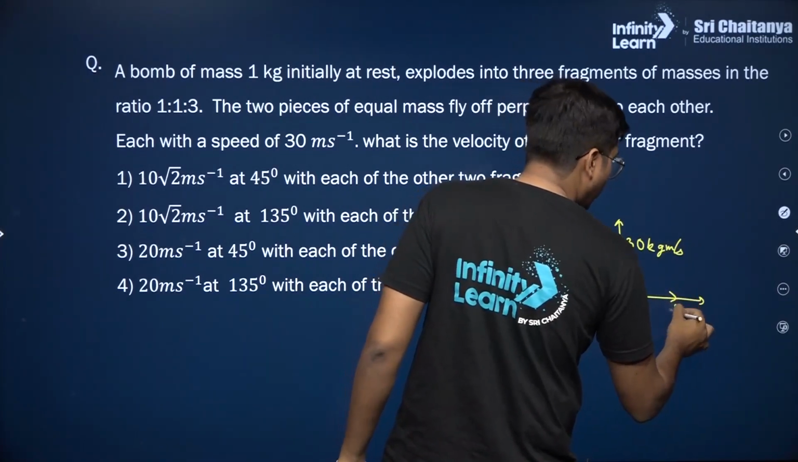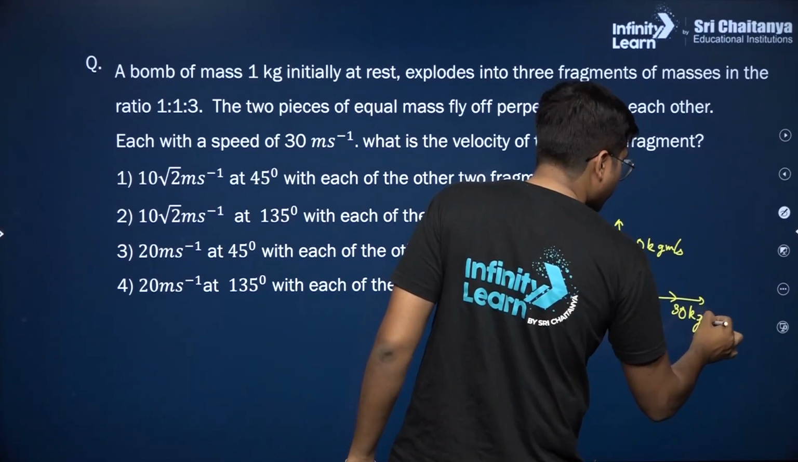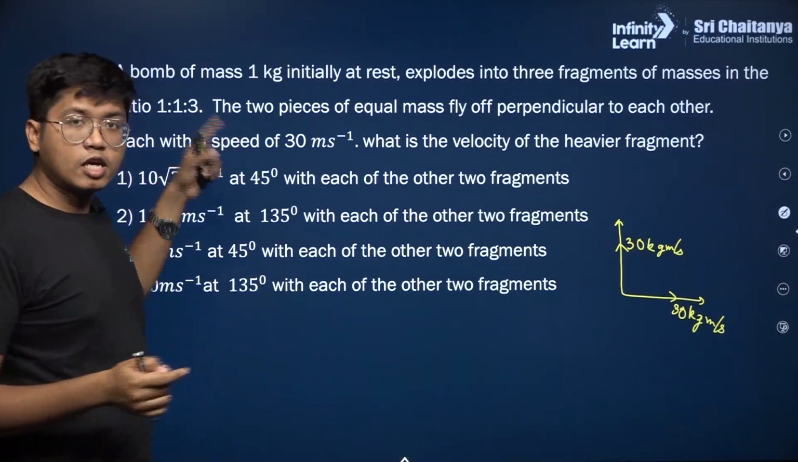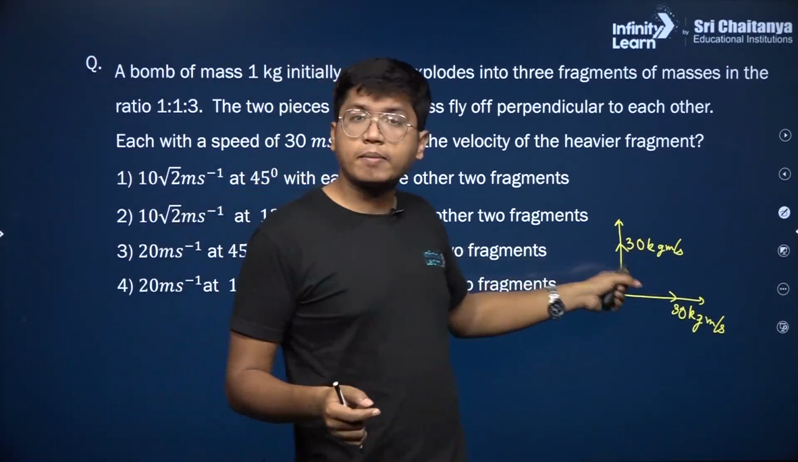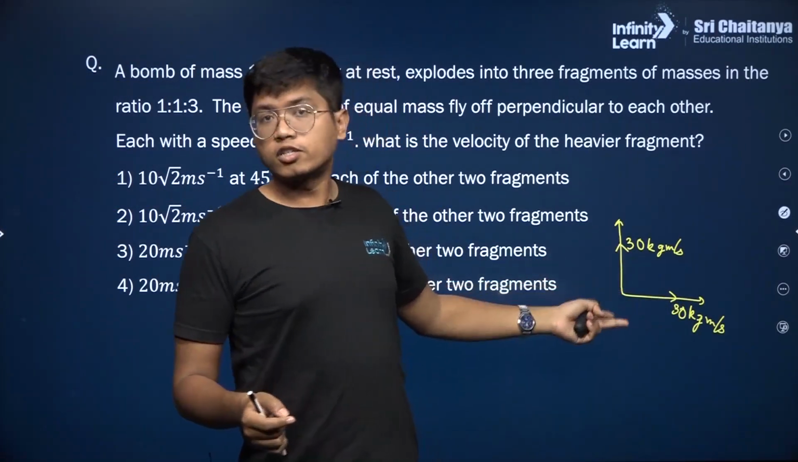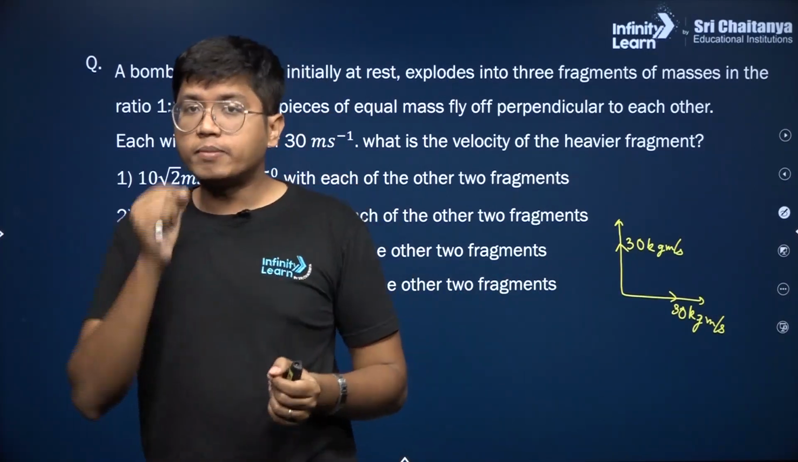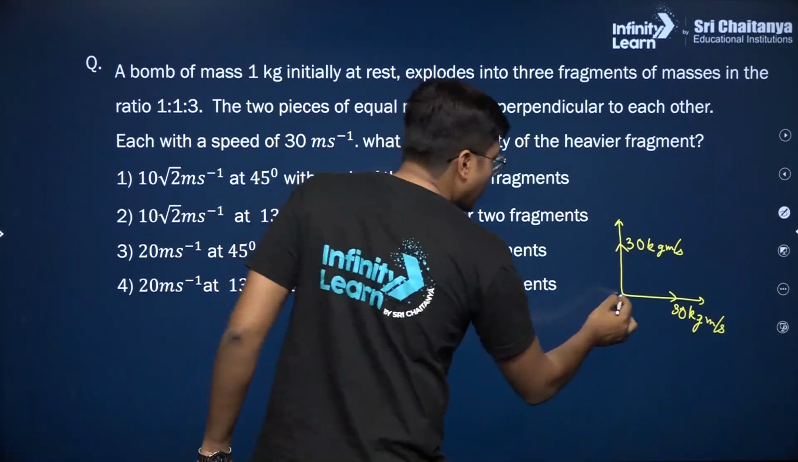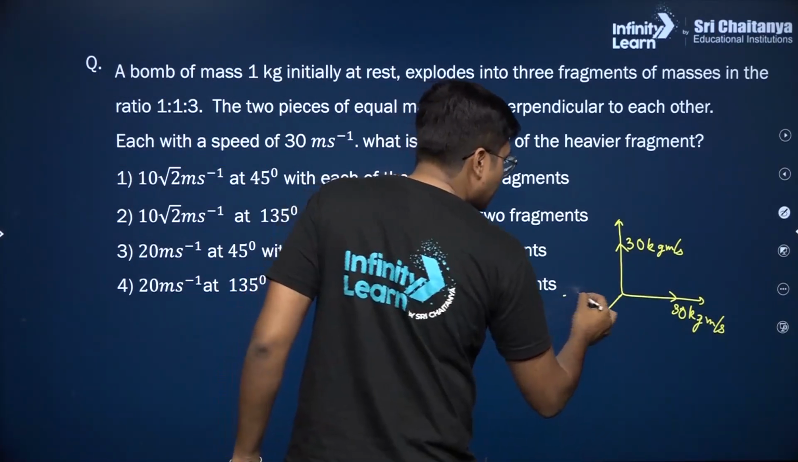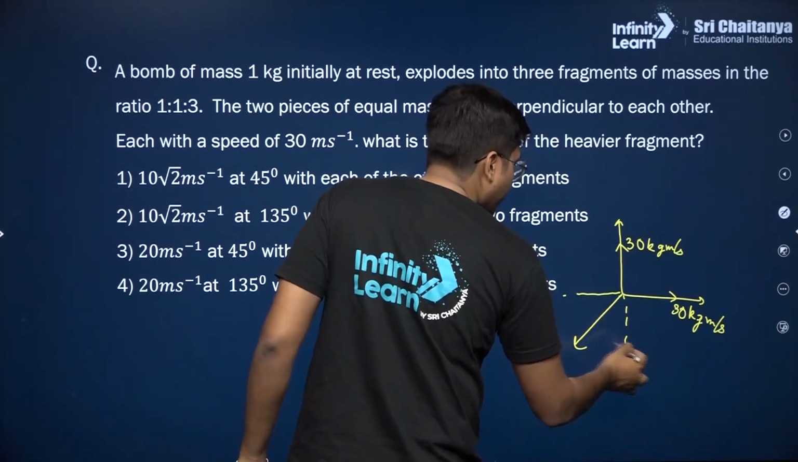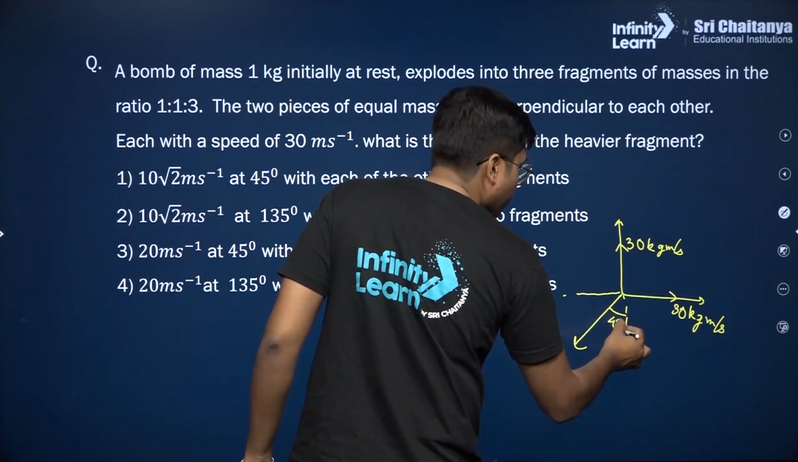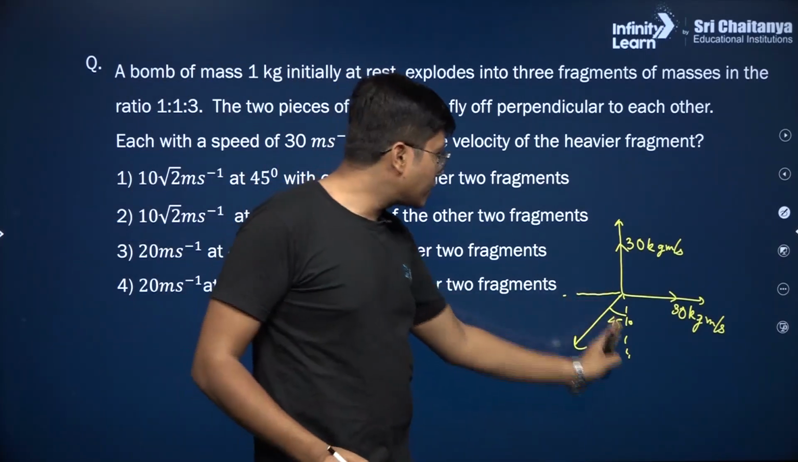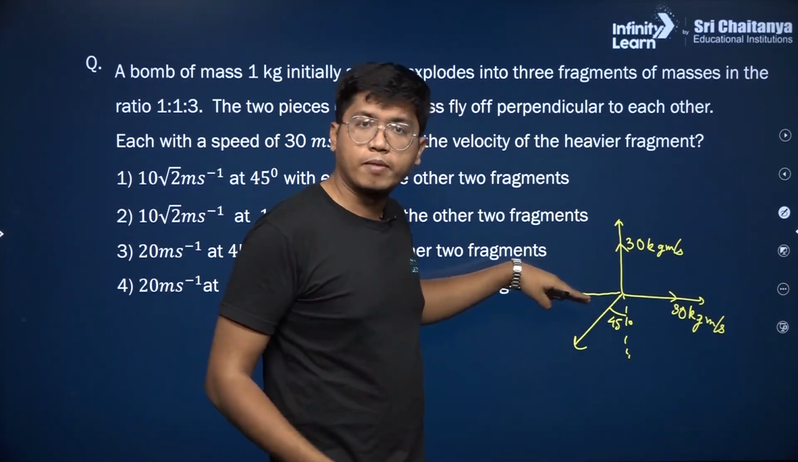On this side you also have 30 kg meter per second. So you want the third piece to have a momentum which cancels out the resultant of them. Why? Because the total momentum, the net momentum, has to remain 0. So when can that happen? That can only happen if the third piece flies like this, making 45 degrees over here. That is crucial. Why? Because then its equal components will cancel with each of them.